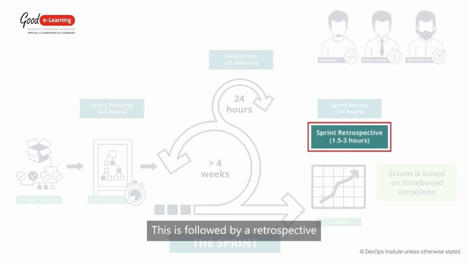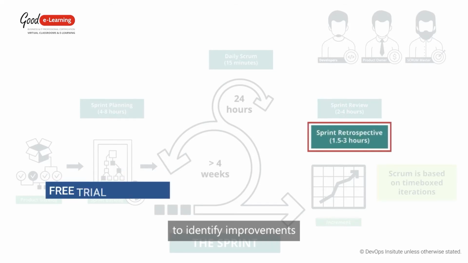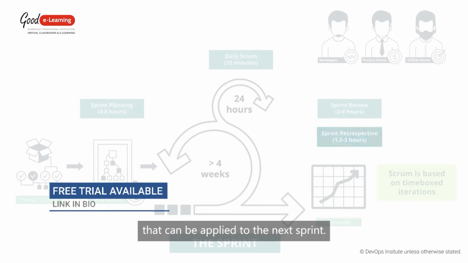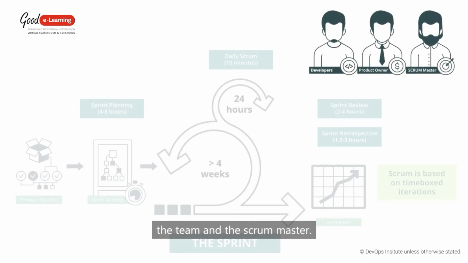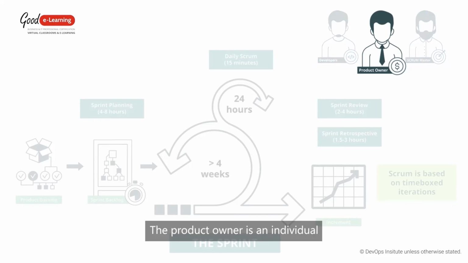This is followed by a retrospective to identify improvements that can be applied to the next sprint. A Scrum team is made up of the product owner, the team, and the Scrum Master. The product owner is an individual who manages the product backlog and ensures the value of the work that the team performs. They must clearly express product backlog items and prioritize them.